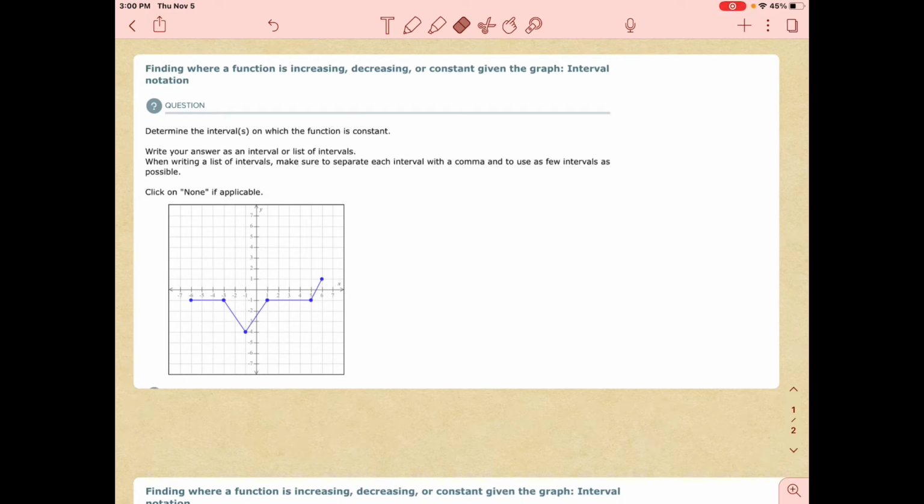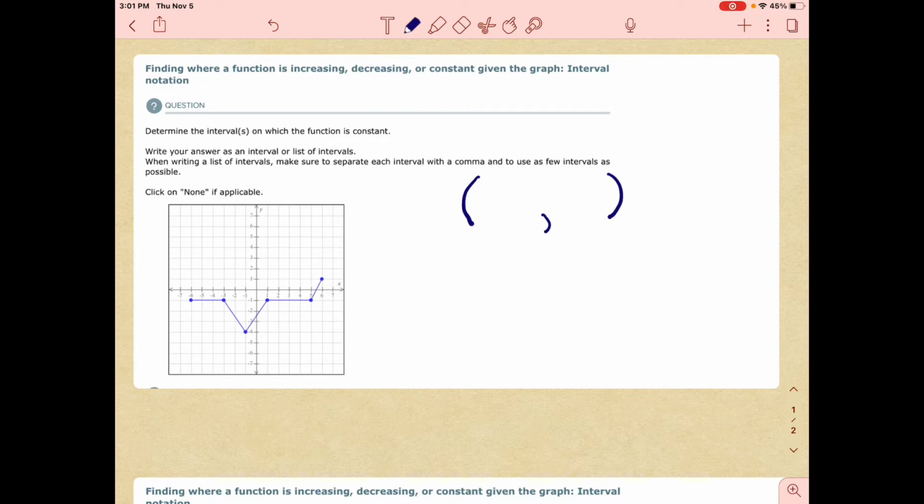Guys, let's talk about finding where a function is increasing, decreasing, or constant given the graph. And we're going to give our answers in interval notation. So for these problems, we're going to use what's called open notation, and we're going to use the parentheses for all of them.